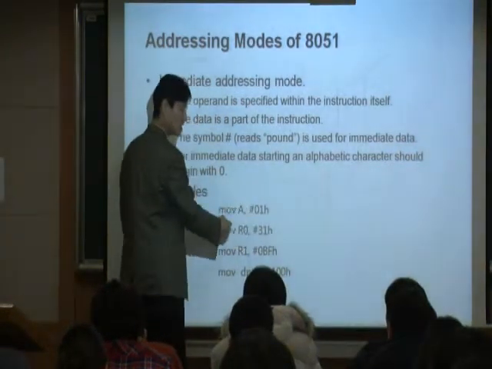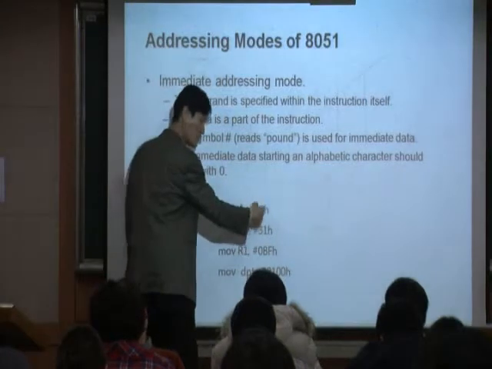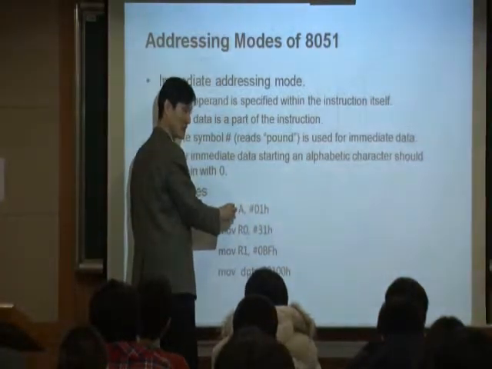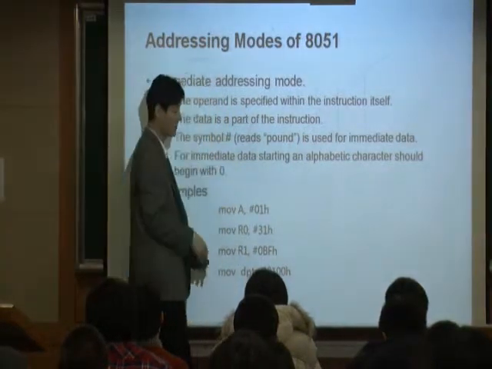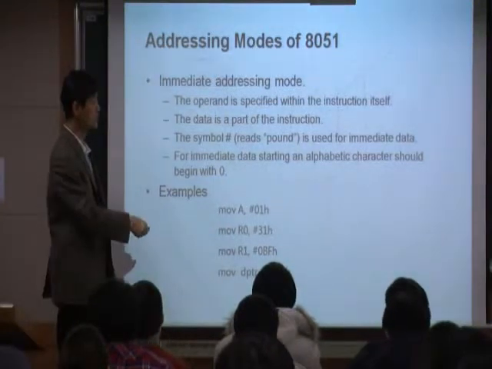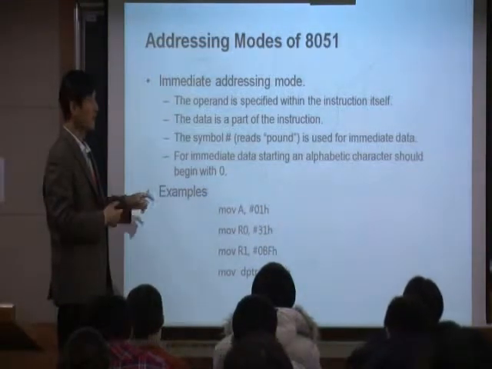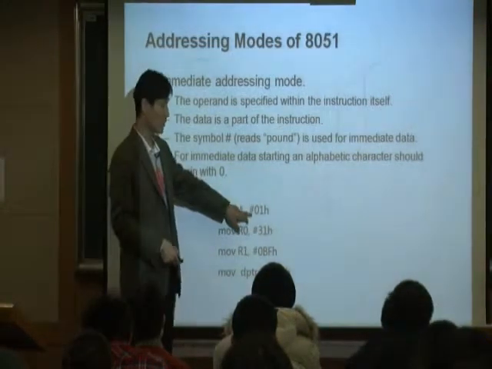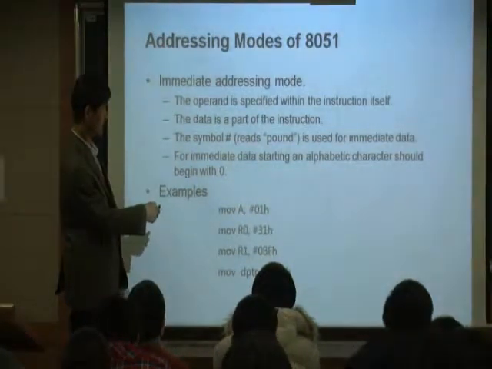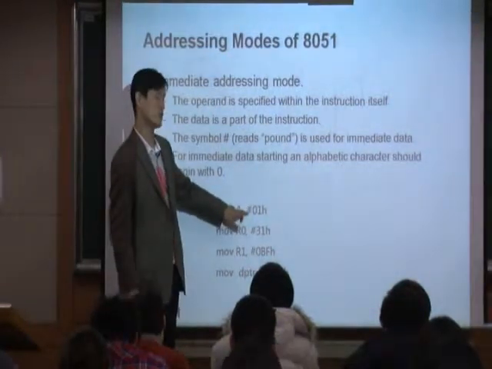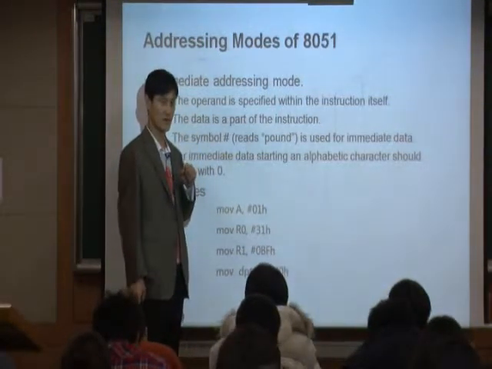But 01 is not an address. That's the value. I want to copy the value into A. Okay? It's like A equal to 1. And 1 is the value I want. So that's immediate addressing. I use the immediate value. That's why we call this immediate addressing. Then how do you know if this is an address or the value? We use the pound sign. Here, see the pound. If you use pound, that means this value is going to be an immediate value.